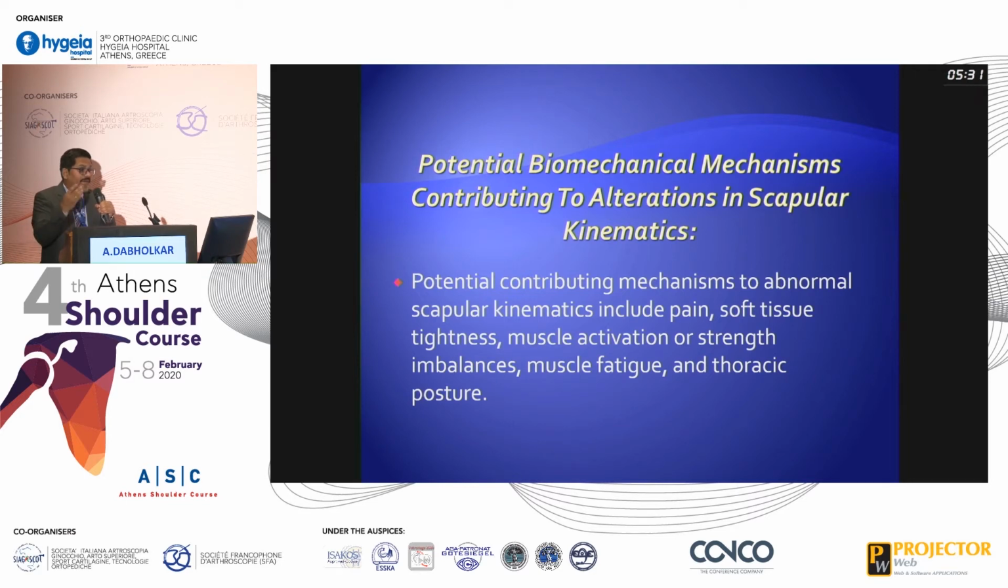There are many. Pain is one of the important factors. Soft tissue tightness is one of the important factors. Muscle activation and strength issues, imbalances related to strength, muscle fatigue, and thoracic posture. Slouch and then move your shoulder. You can't, okay? It's as simple as that.